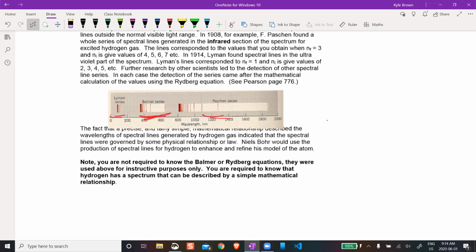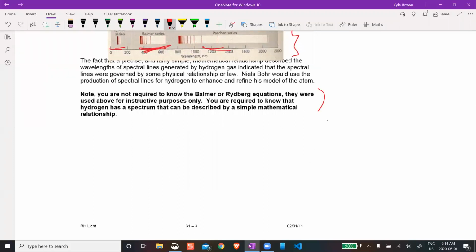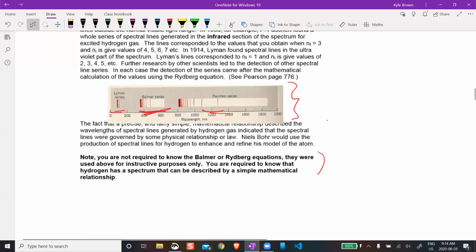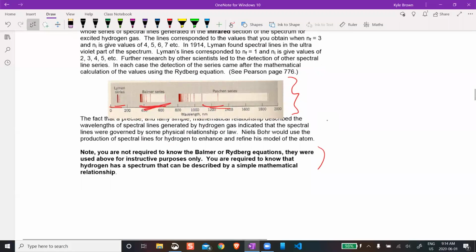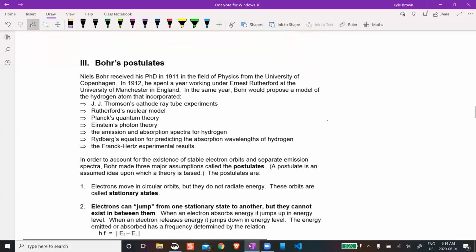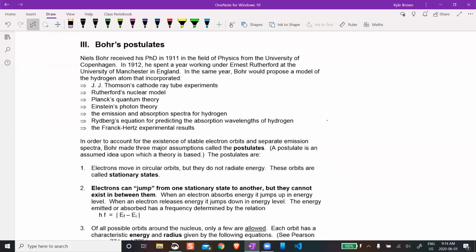So yeah, this is pretty much the idea that this was known at the time, and then Niels Bohr was going to start to use some of these ideas to come up with his model of the atom. Like I said, you don't need to use this equation, but just understand that this was instrumental for Niels Bohr. All right, so here's Bohr's postulates. So again, this is the information that Bohr is going off of, right? There was a bunch of huge experiments that led up to this point.